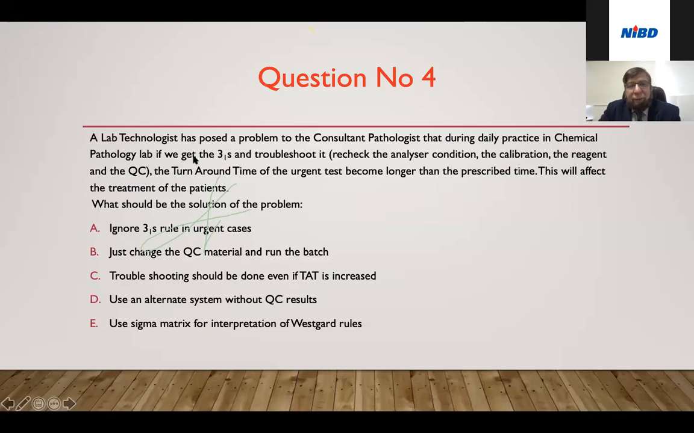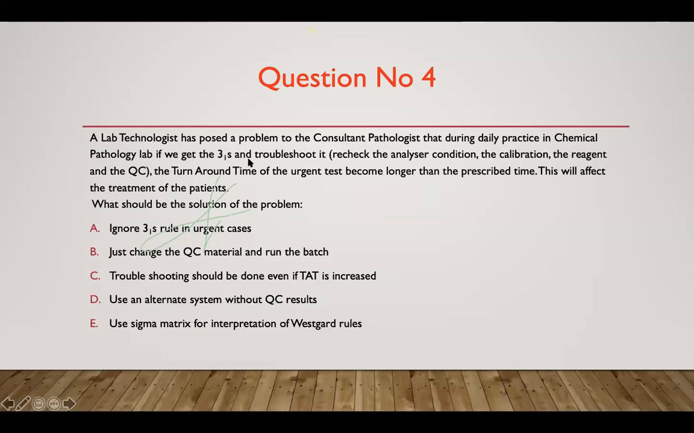Question 4. A laboratory technologist has posed a problem to the consultant pathologist that during daily practice in the chemical pathology lab, if we get a 1 3S and troubleshoot it, recheck the analyzer condition, the calibration, the reagent, and the QC, the turnaround time of urgent tests becomes longer than the prescribed time. This will affect the treatment of the patient. What should be the solution of the problem? So you got the problem. If the test is urgent and you spend time in troubleshooting it, then the turnaround time will increase, and the patient may suffer. It's a very important real-world problem.